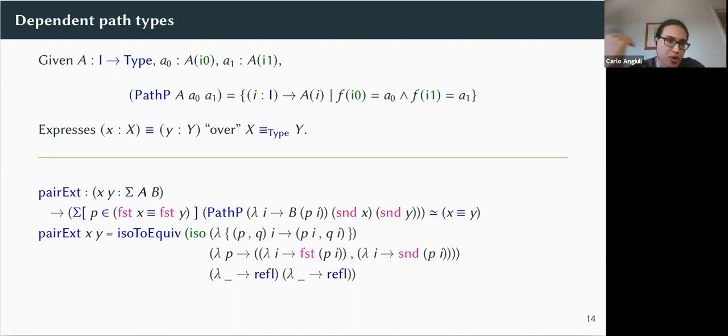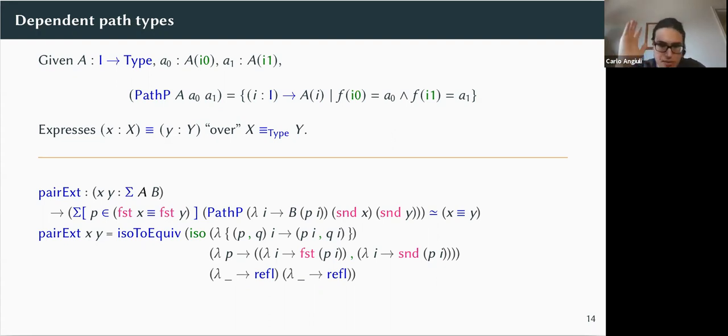So using this sort of primitive notion of path over, this is also quite nice because, for example, if you look at trying to characterize equality in a sigma type. If you have two elements X and Y of a sigma type, you can prove that the paths between X and Y are equivalent to the paths between their first components coupled with the paths between their second components lying over the first one.